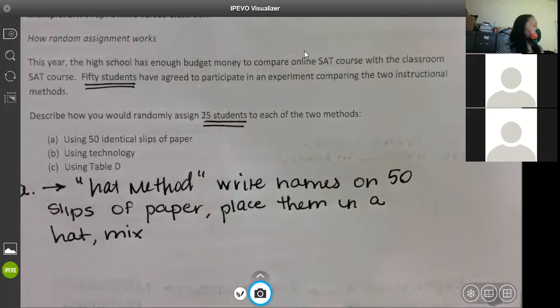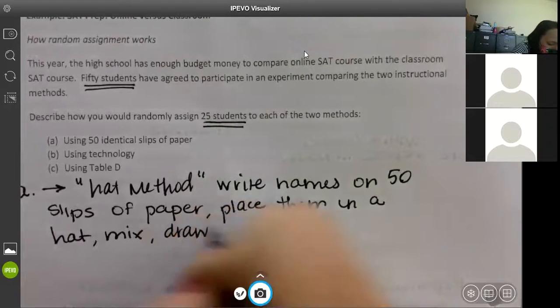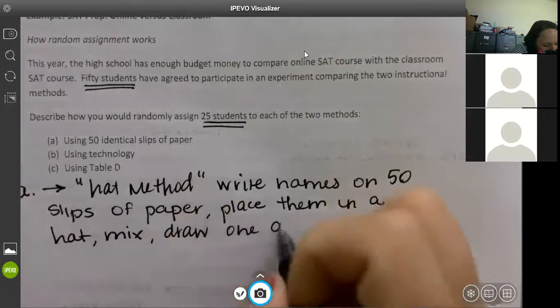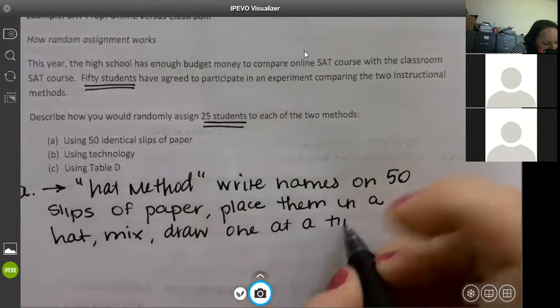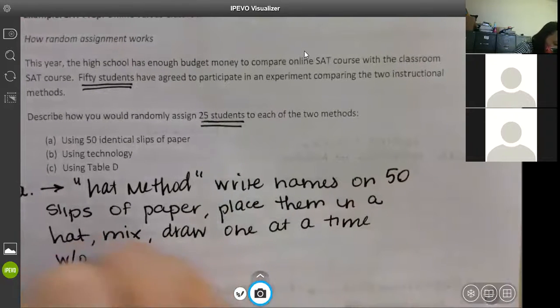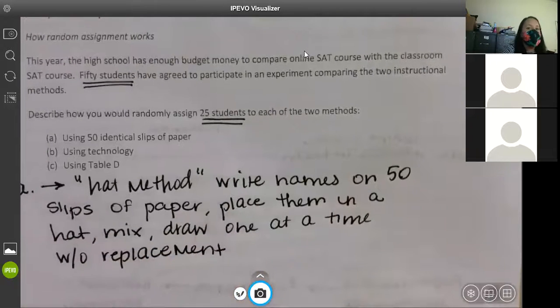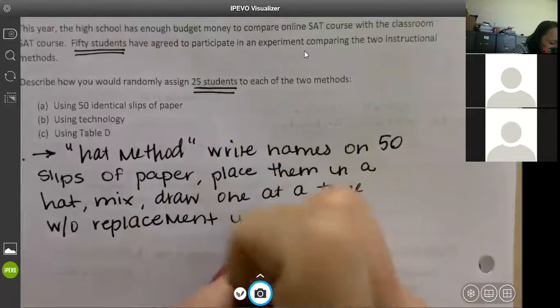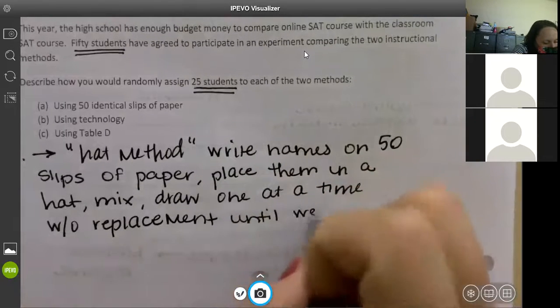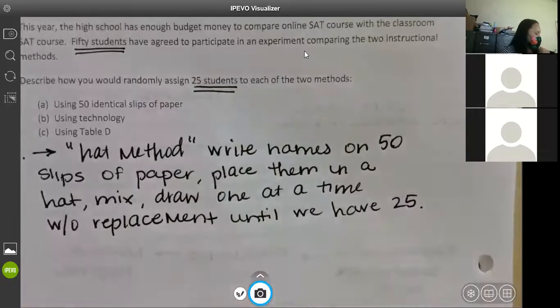Do you draw all 25? Ooh. Wait a minute. Draw one at a time. What do you do with it? You put it back in there? No. So you say without replacement. Until we have what? Are done. Yep, are done. So until we have 25.